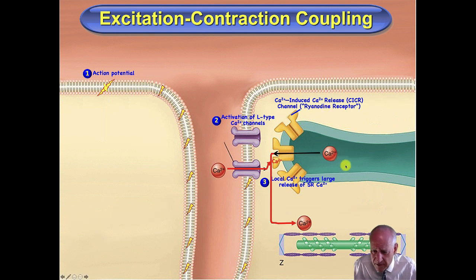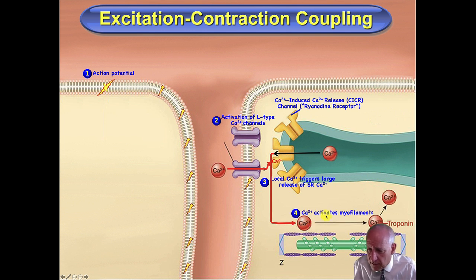So a large amount of calcium is then released into the cytoplasm surrounding the myofilaments, and the binding of calcium to troponin triggers contraction by the myofilament. The calcium is then rapidly released from the troponin, causing relaxation, and that calcium is then vigorously taken up back into the SR by the sarcoplasmic reticulum calcium ATPase, or the SERCA calcium pump.